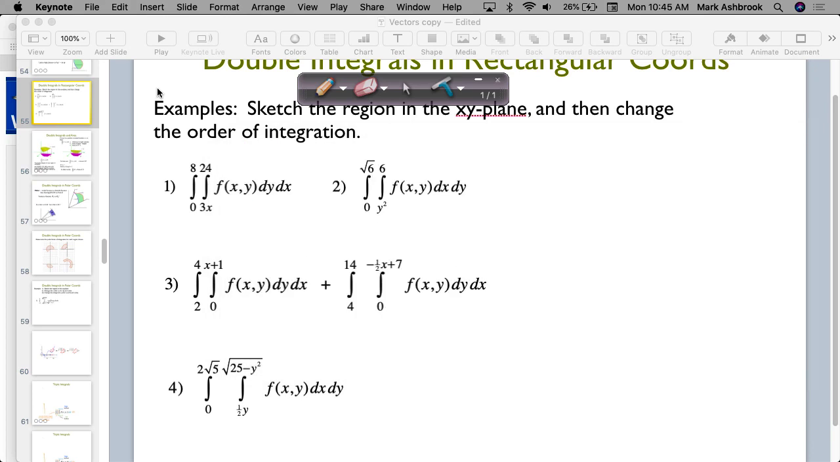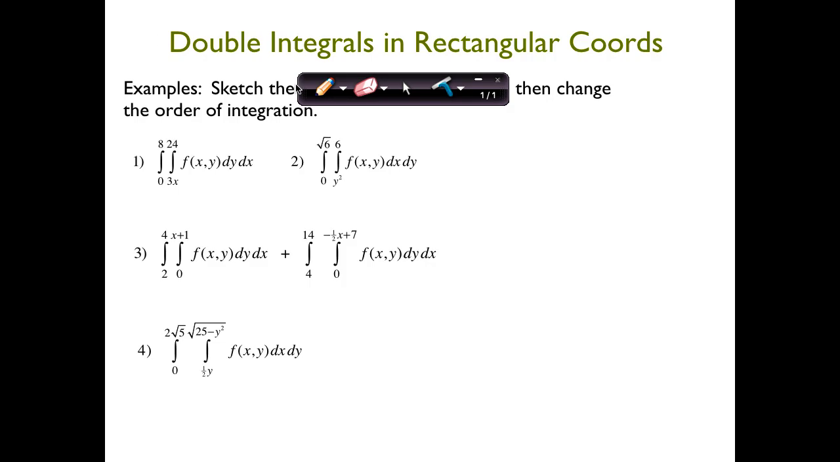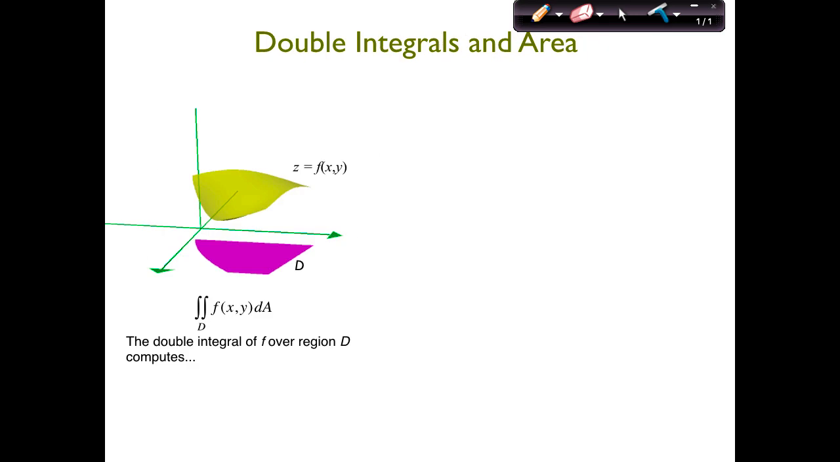So let's review. Here I've got a region D and a surface, z equals a multivariable function f of x, y. I want you to recall and practice: what does the double integral of f over region D represent? That's what we would call the double integral of f over D.